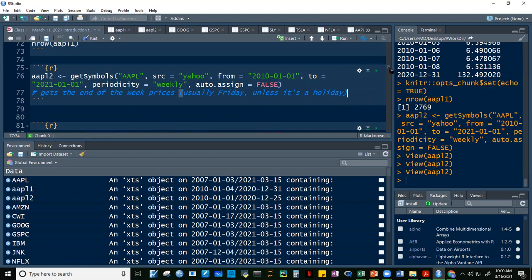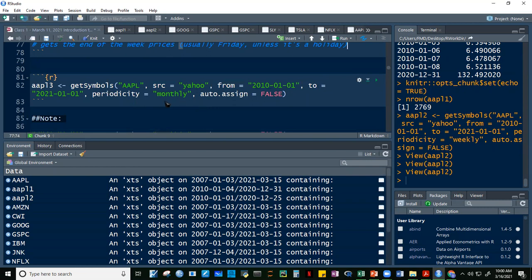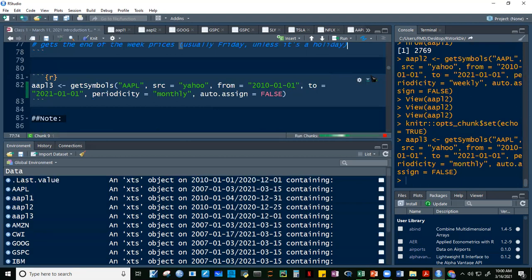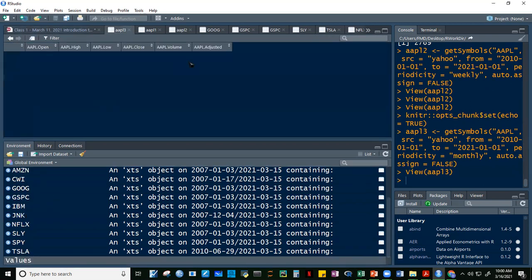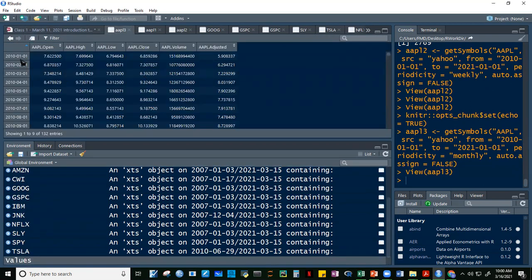Yes, sir. Okay, then let's go to periodicity naman na monthly. Okay, pag monthly naman, run natin si Apple 3. January 1, February 1, March 1, April 1. Ito guys, yung beginning of the month. May 1, June 1, regardless of the day. It's always the beginning of the month.